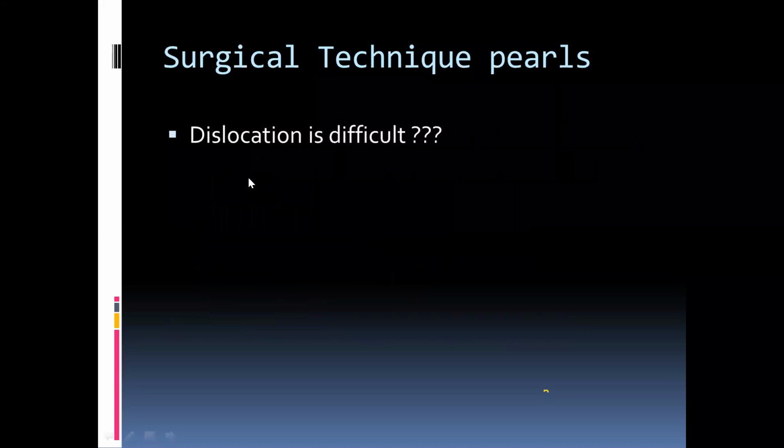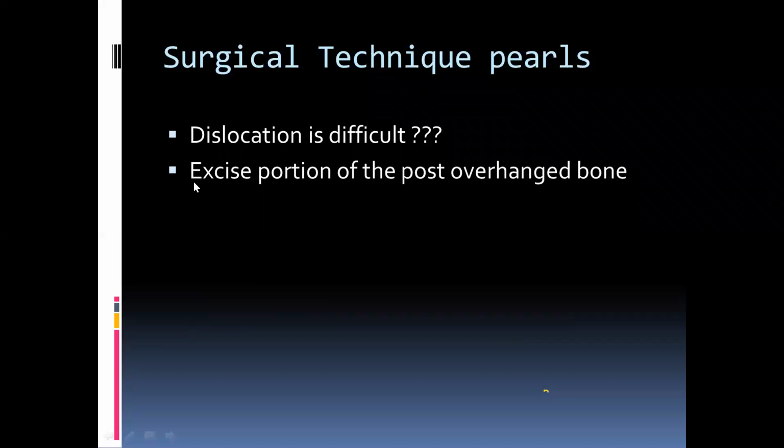So after that, you reach the hip joint. What about dislocation? Unlike the primary total hip, it is called here difficult primary because dislocation is so difficult. There is nothing called dislocation because the head and neck go all the way into the acetabular shell. So you have to first excise a portion of the posterior overhang of the acetabulum in order to make your access to the neck.